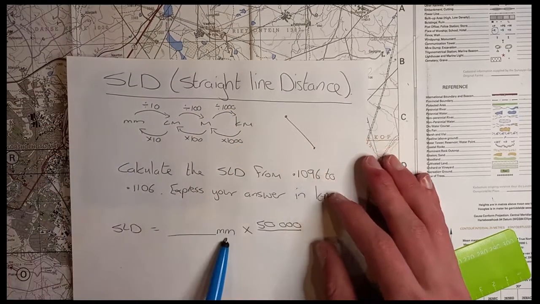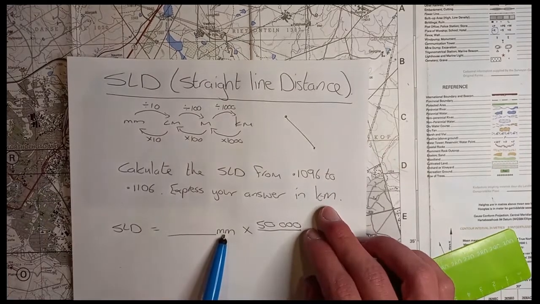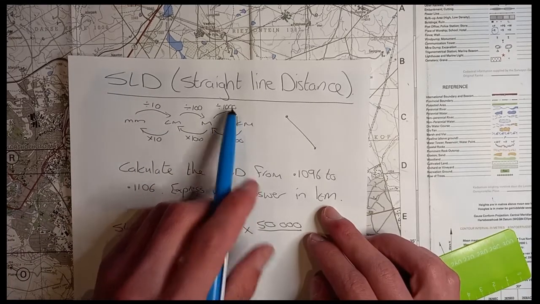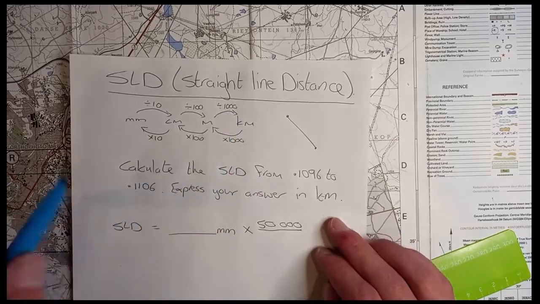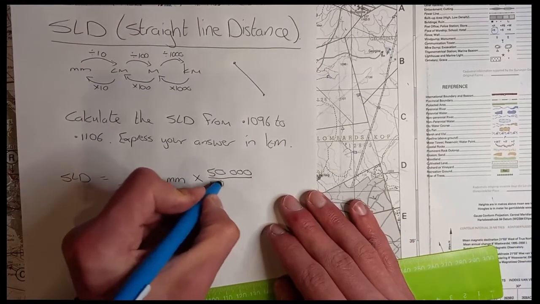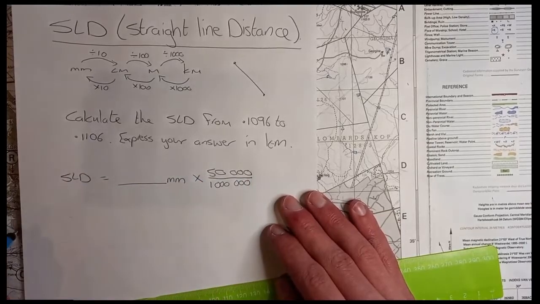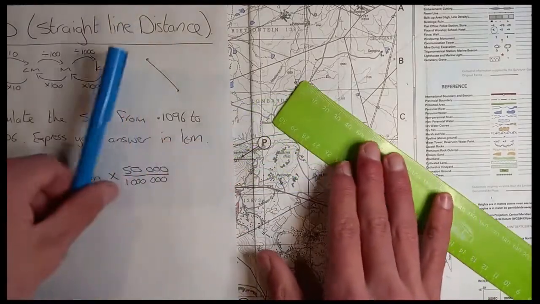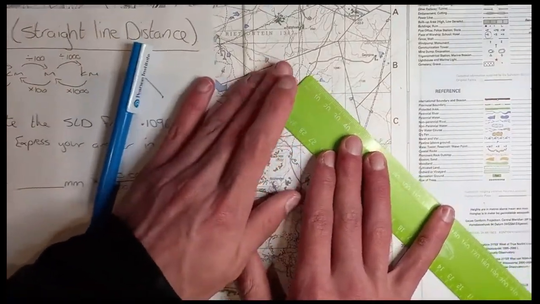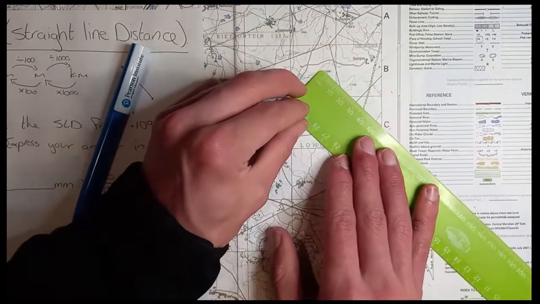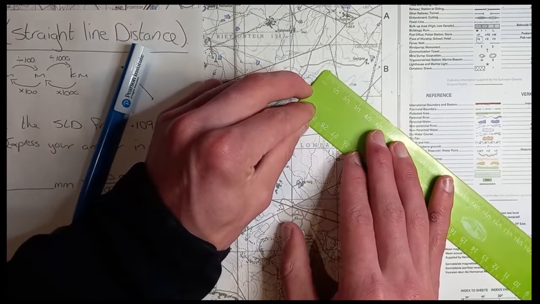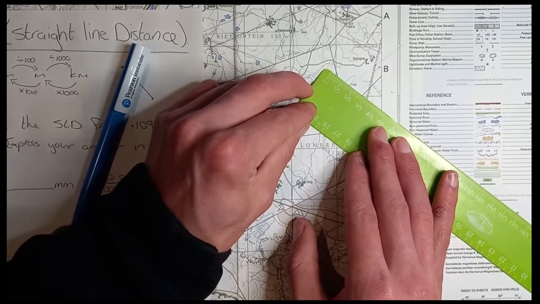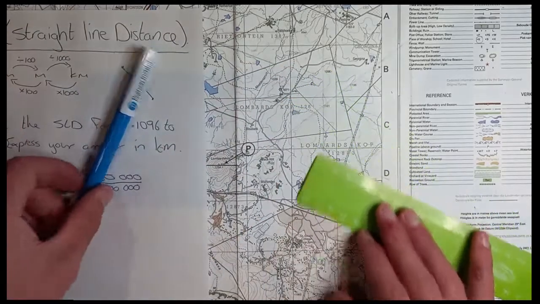So I'm measuring in millimeters and I want my answer in kilometers. From millimeters to kilometers, this full thing is 10 times 100 times 1,000, which gives you 1 million, 1 followed by 6 zeros. So we are going to take this and now measure our distance. Remember, the 0, always put it on your point. Right, I get 16 millimeters.